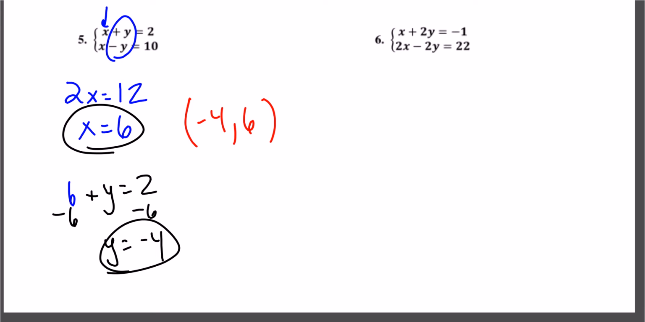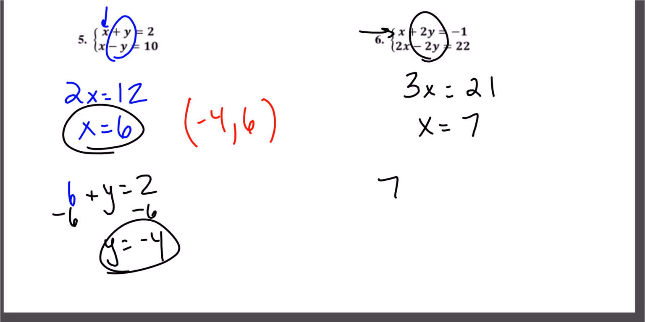Number 6, once again, same exact setup as every problem we've done so far on the front page. The y's already canceled, so I'm going to have 3x equals 21. Divide by 3 on both sides, x equals 7. I'm going to take that 7 and plug it in for x in the top equation.